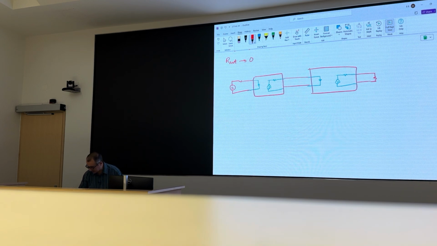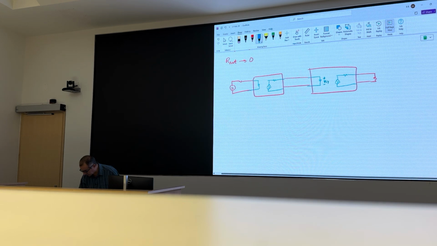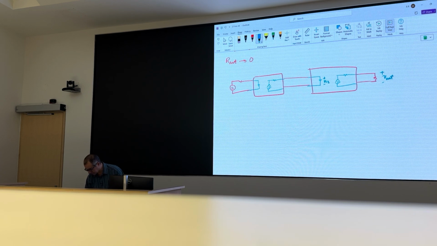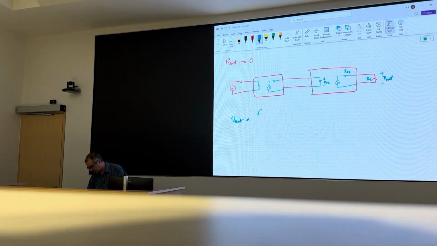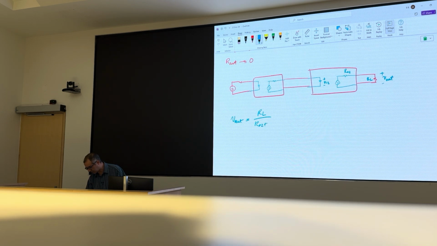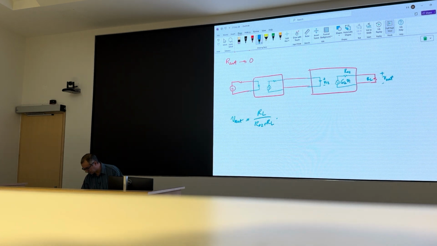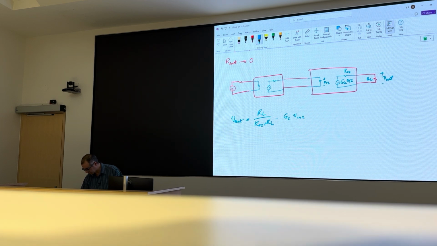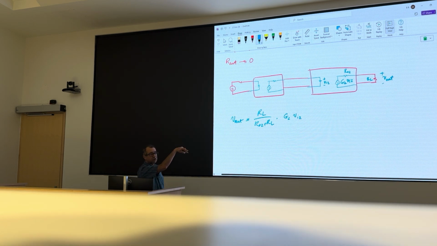Right away you can see that if I call this VI2, and let's just call this V out. So V out is going to be a voltage division between RO2 and RL. So RL over RO2 plus RL times, let's say, G2 VI2. Right? So that's easy. At the output, I can quickly write that.